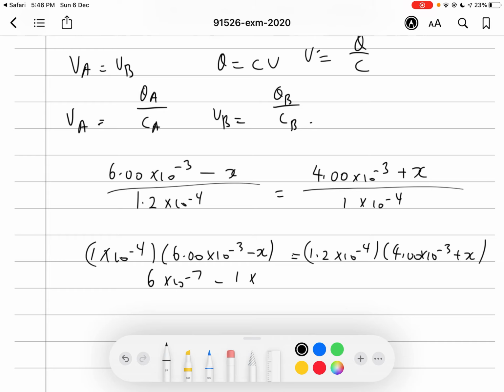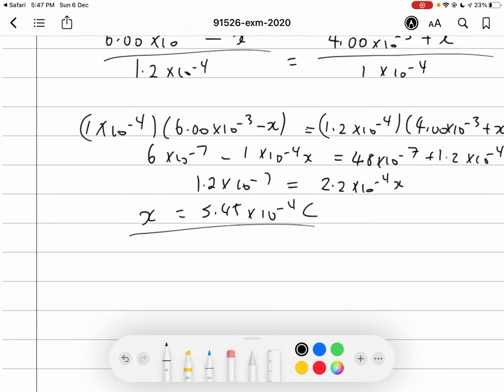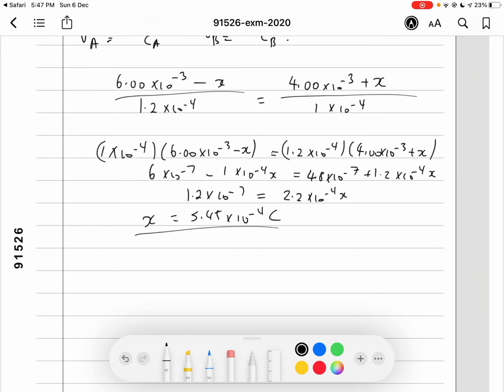So we should get 6 times 10 to the power negative 7 here, minus 1 times 10 to the power negative 4 x, equals 4.8 times 10 to the power negative 7 plus 1.2 times 10 to the power negative 4 x. Now we get 1.2 times 10 to the power negative 7 on this side. If we move all the x's to one side, we get 2.2 times 10 to the power negative 4 x. So we should find that x equals 5.45 times 10 to the power negative 4 coulombs. That's the amount of charge lost by A and gained by B.